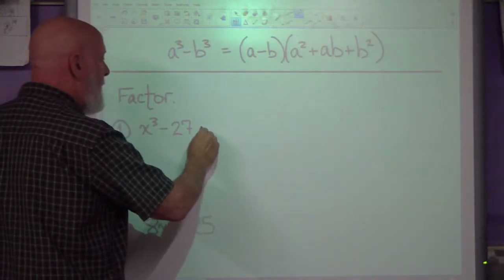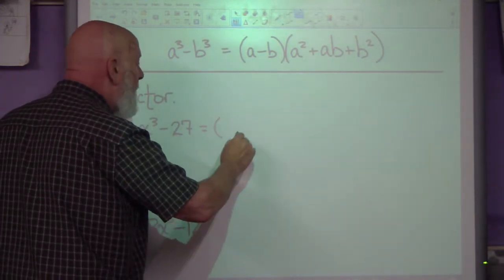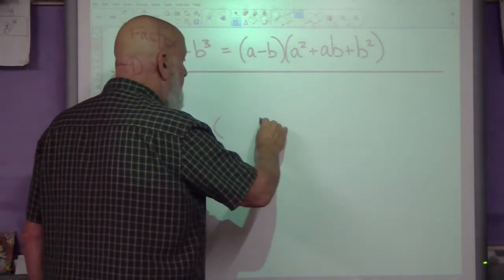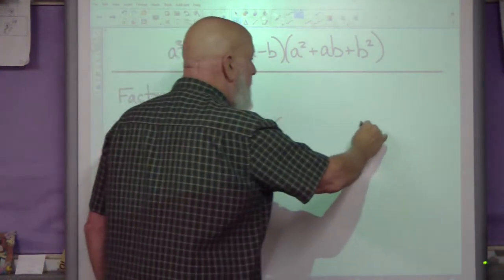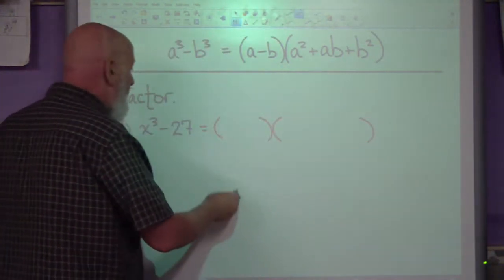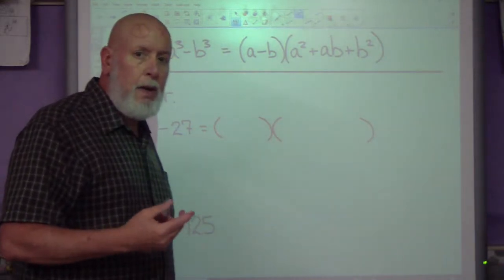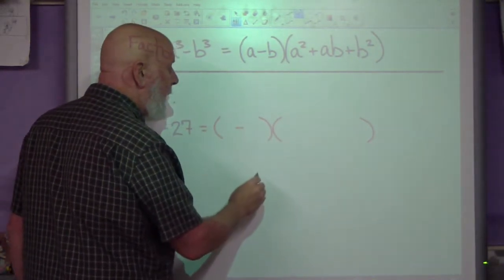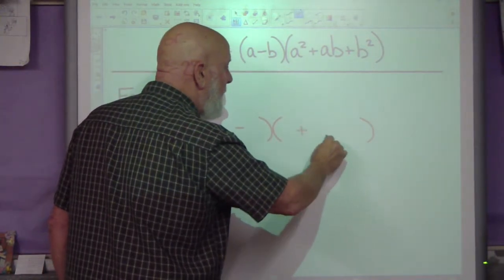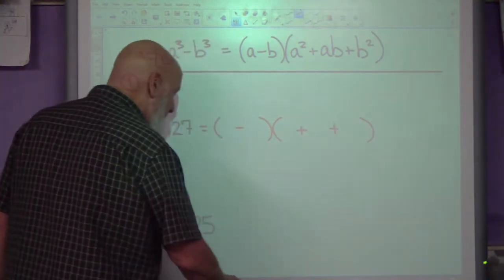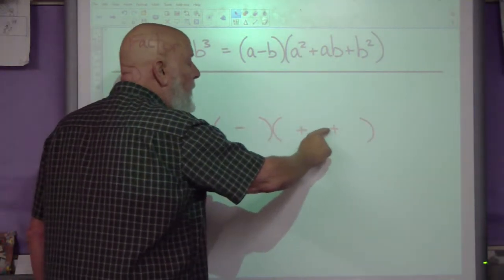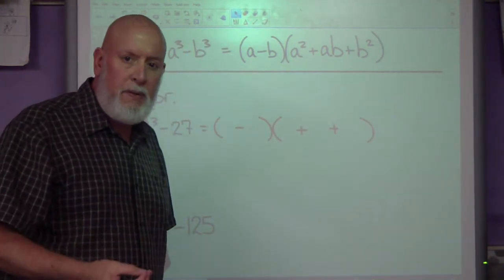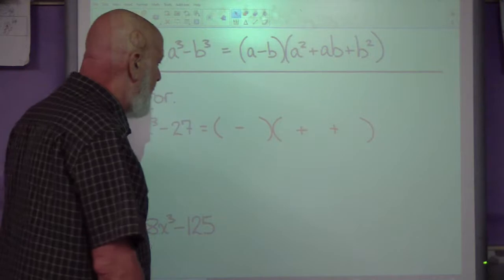I'm going to say this will be equal to, here's how I do it personally. I open up a small parenthesis, and then I open up a longer parenthesis. And I place my plus and minus signs first. If this is negative right here, and the next 2 are positive. Now I've got 5 blanks. If I can figure out what goes in those 5 spaces, I've got it factored.